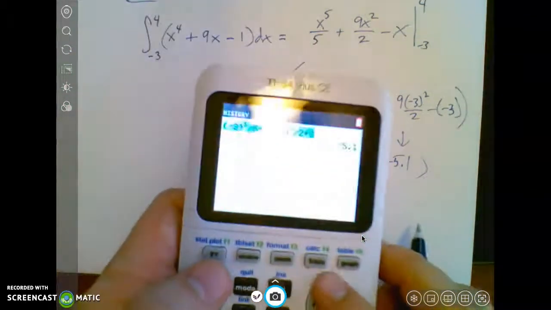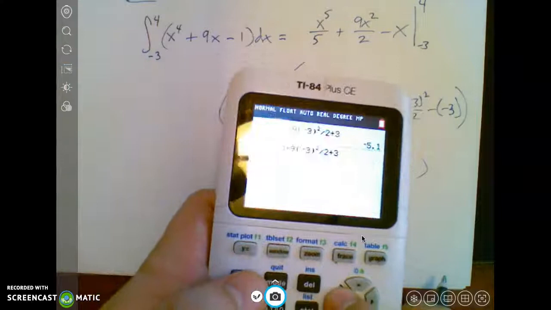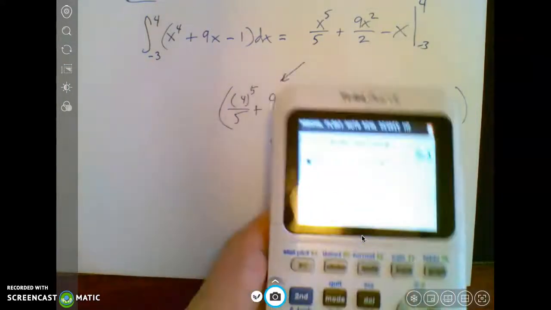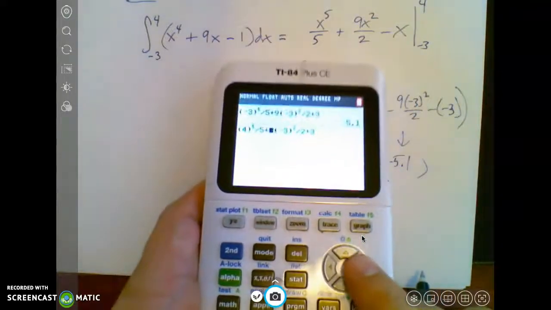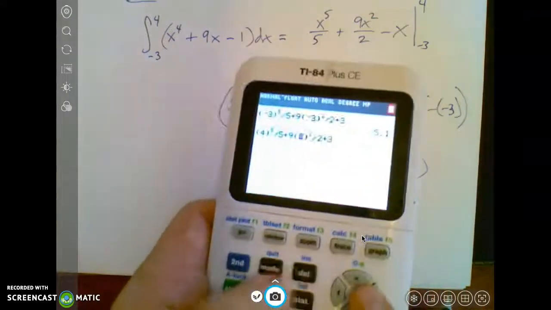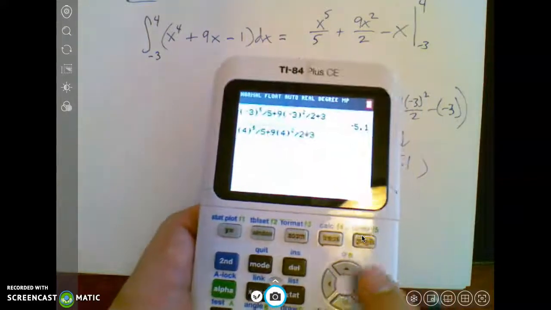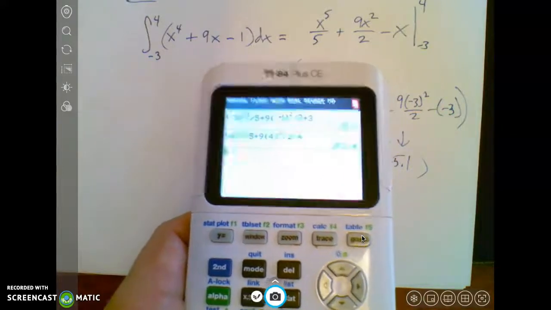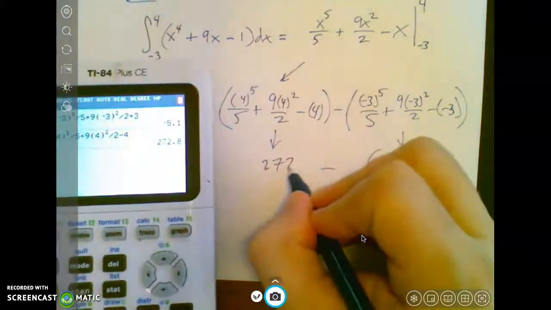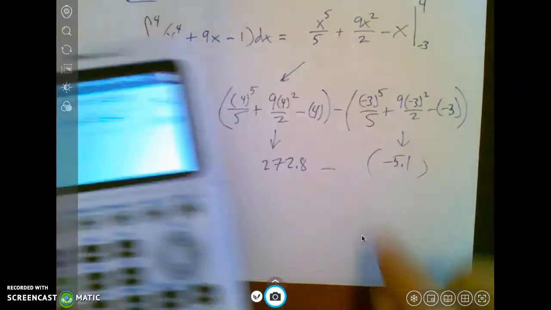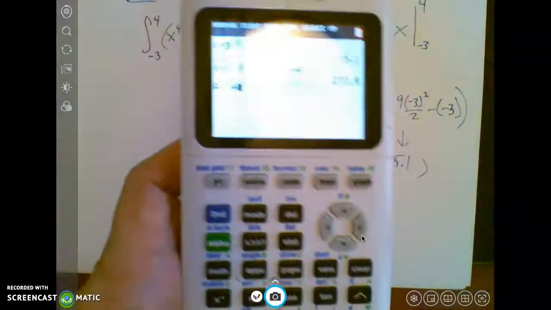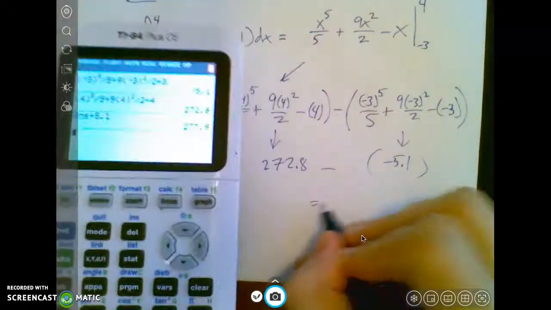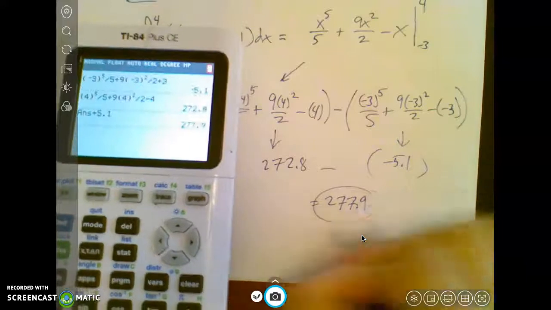Then I go back up. I don't want to type all that again. So I go here and put, this turns into a regular 4, right? This turns into a regular 4, and this turns into a -4. Okay? Boom. That's 272.8. And then I'm doing minus -5.1, which is plus 5.1, because minus a negative is plus a positive. And you get 277.9. Boom.